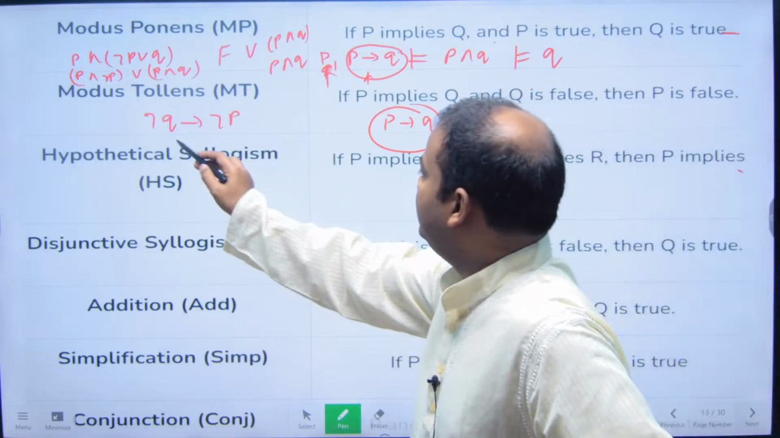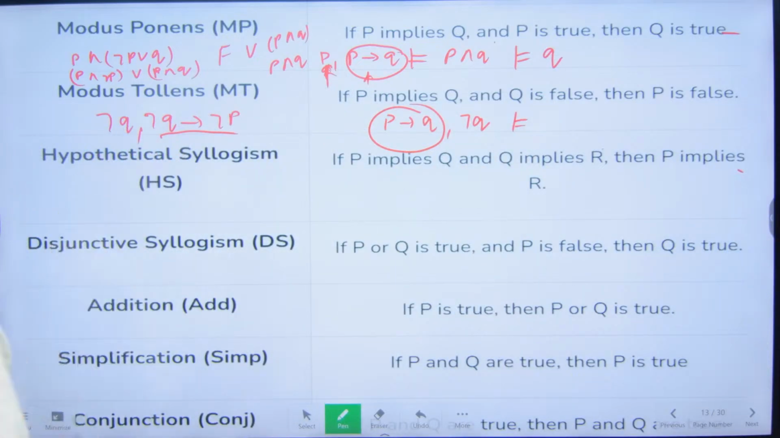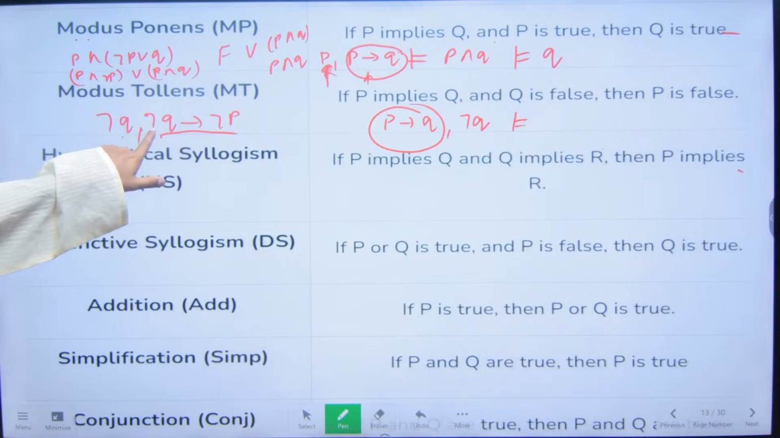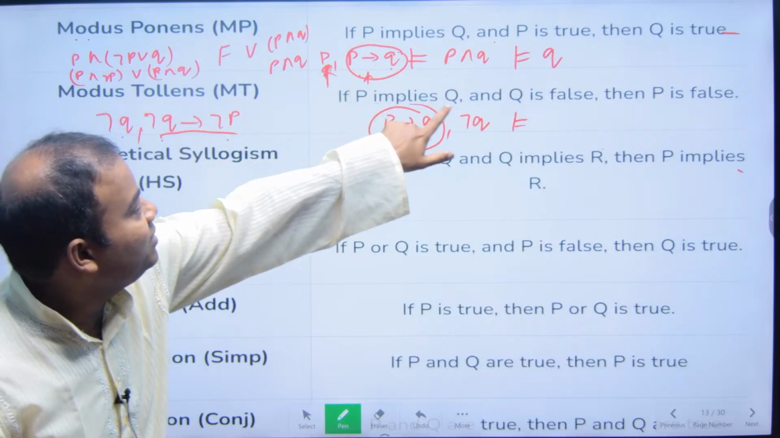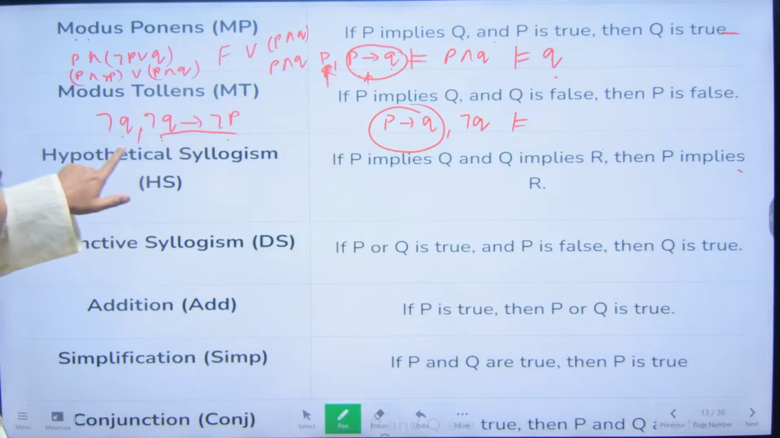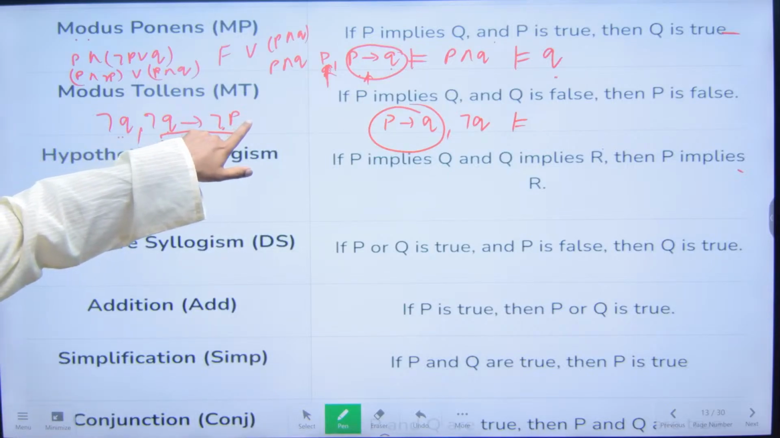So you just apply this contrapositive, and then you know not Q is also given. So now apply modus ponens. So what is the conclusion? Not Q is given. If not Q, then not P is true. Now apply modus ponens, what will be the conclusion? If P is given, if P then Q, then the conclusion is Q. So here not Q is given. If not Q, then not P is true. So what is the conclusion?